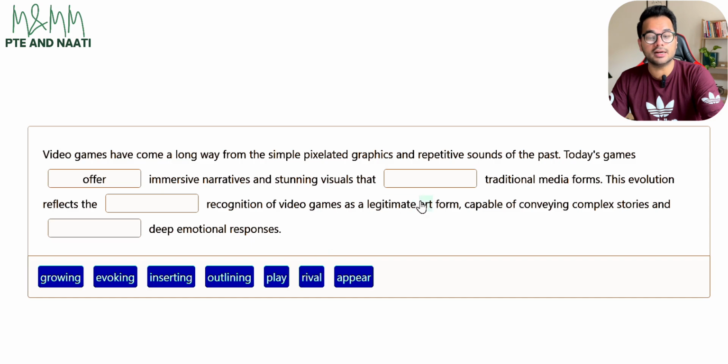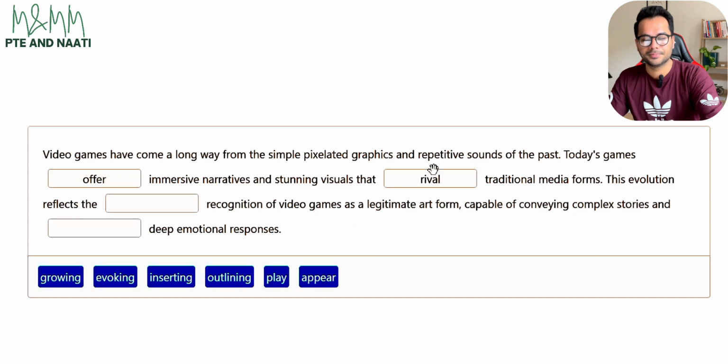That play traditional media forms? Not really. That rival traditional media forms? Yes. Rival means that compete with the traditional media forms. So that is absolutely making sense. That appear traditional media forms, again, doesn't make any sense. That appear to be in comparison with the traditional media forms is what it sounds grammatically correct. But in this case, appear cannot just come by itself. So my answer has to be rival over here.